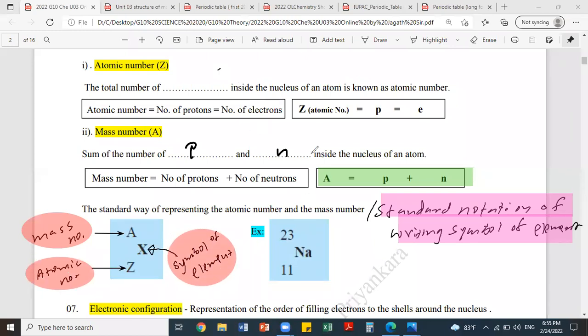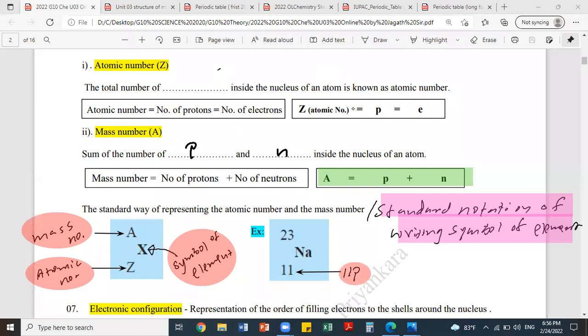Now please write this down. On this side I have given the example sodium. Look at the screen, everyone. Sodium: 23 is the mass number, and 11 is the atomic number. That means the sodium atom has 11 protons inside the nucleus.